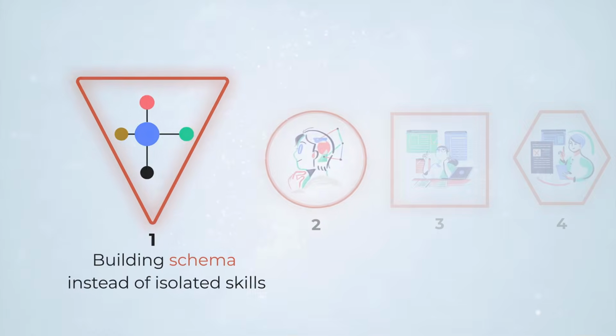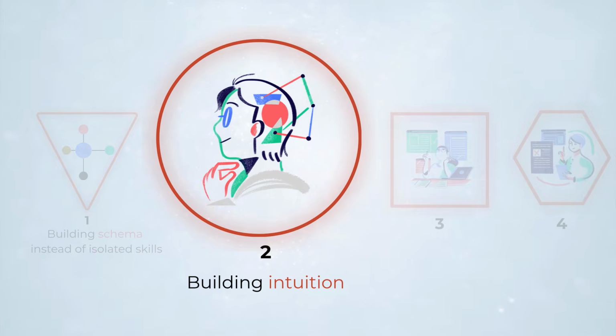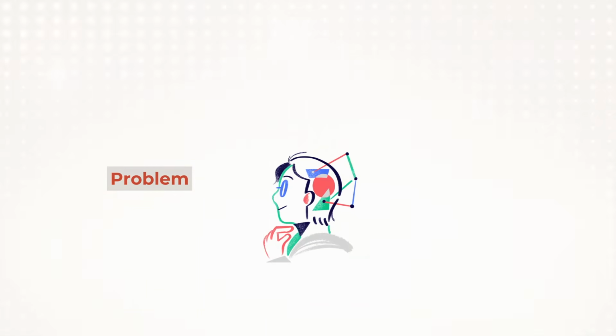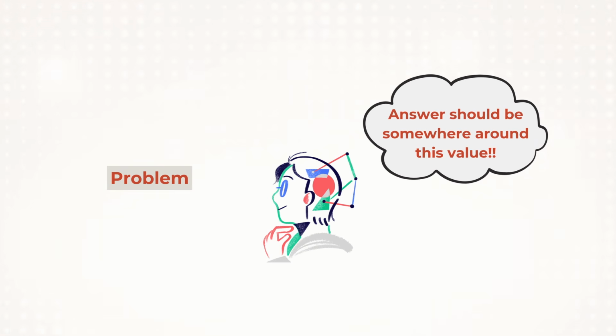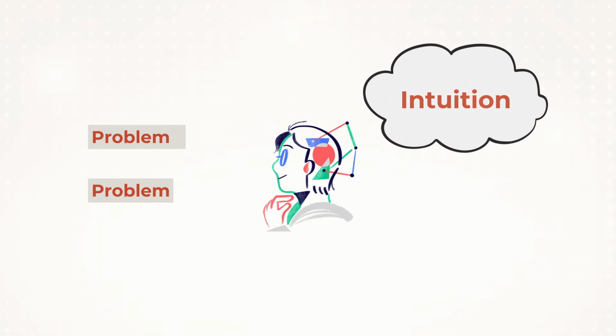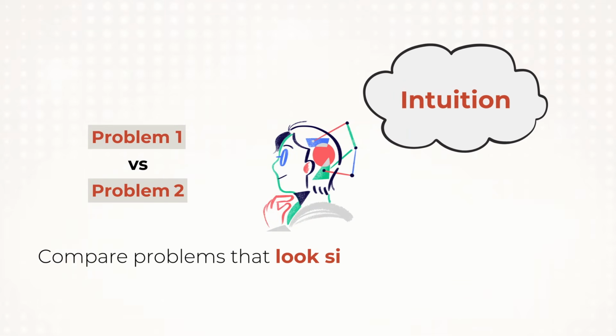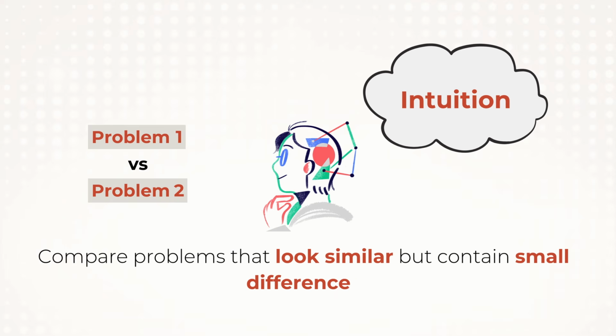The second strategy is building intuition. Building intuition means developing the ability to look at a problem and get a rough idea of what will happen before doing detailed calculations. This skill develops when you compare problems that look similar but contain small differences.